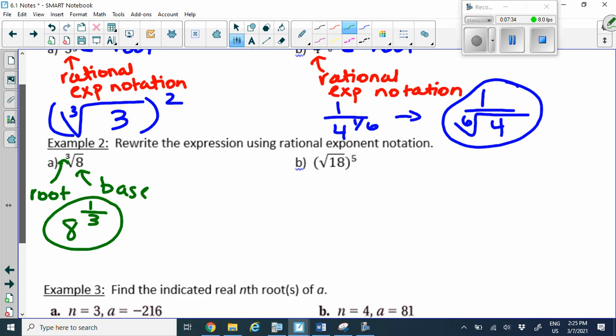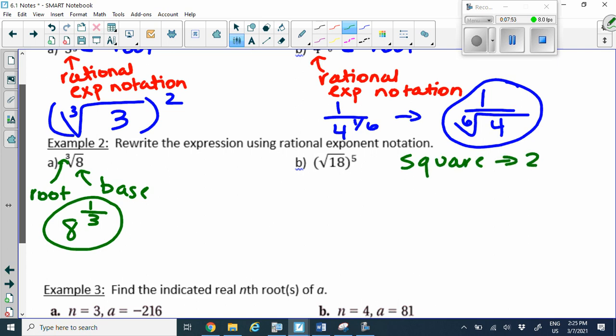Okay, let's look at part B. So here, now you might see on that radical, we don't see a number. Well, remember that represents square. So what is square going to represent as a number? That is 2, okay? So square always represents 2. So if you need to write that down, you might need to.